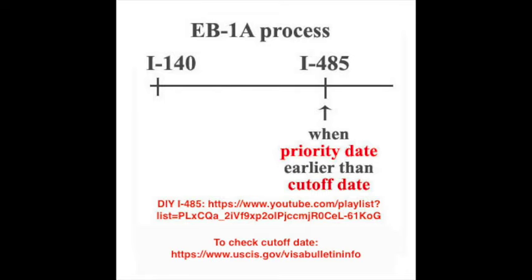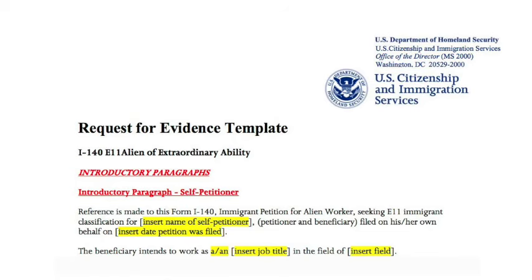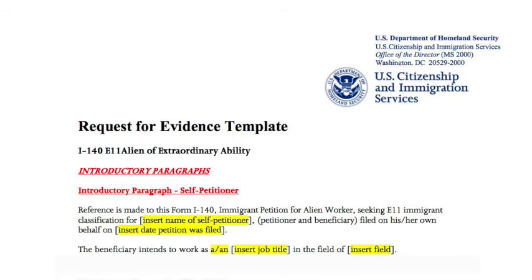Then, what's the priority date? After you submit the I-140 application, you will receive a receipt from the USCIS, namely an I-797 form. Your priority date is indicated in this receipt, and it is usually the date when the USCIS confirms the receiving of your application. Another concept is RFE or NOID.